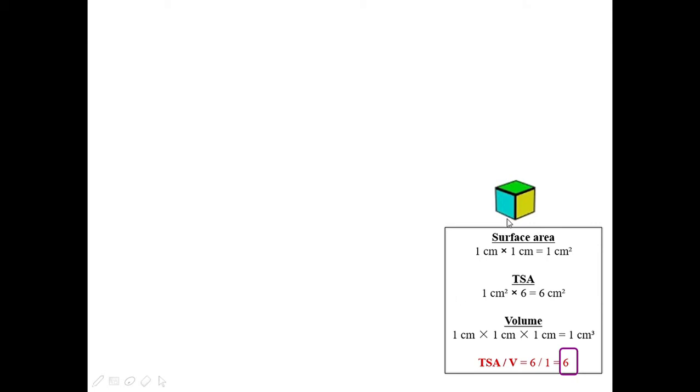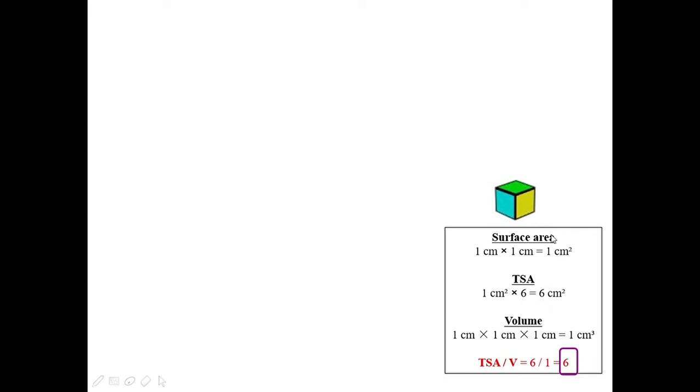I have a cube here. Each side is equal to 1 cm. So to calculate the surface area of this yellow surface, we have to multiply 1 cm with 1 cm, right? So that's equal to 1 cm square. Jadi satu permukaan ini bersamaan dengan 1 cm square. Memandangkan kubus ni ada 6 permukaan, jadi total surface area bersamaan dengan 6 cm square.